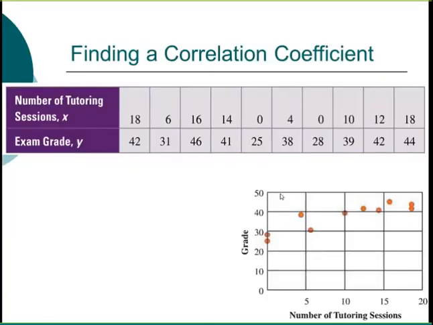Here we go. So we've got a data spread where it says we've got a number of tutoring sessions and then their corresponding exam grades. So this would be useful information for someone like myself. If you go to tutoring 18 times, this is the actual exam grade. Hopefully it's not out of 100. But this is 6, and then 31 was their score, and then 16, and 46 was their score, and so on. And so then the data got plotted.